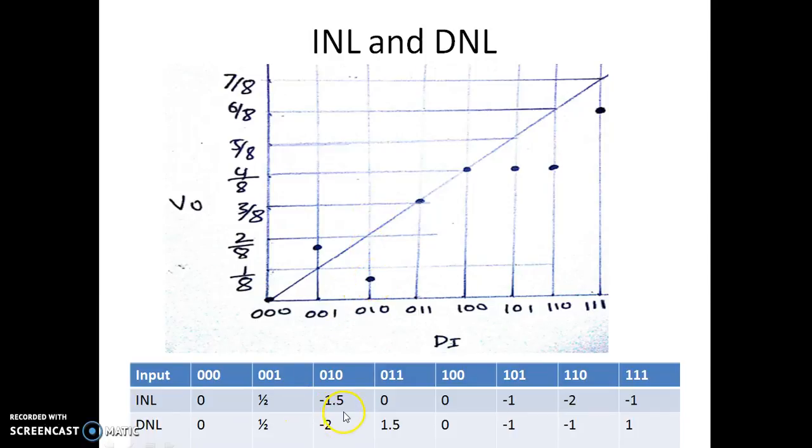So that's why we call such type of output, where the output voltage is less than the previous by more than minus 1.5 LSB, a non-monotonous output. So in this particular example, the output voltage is less than the previous value by more than minus 1.5 LSB, which is minus 2 LSB, and we call this particular output voltage a non-monotonous output.